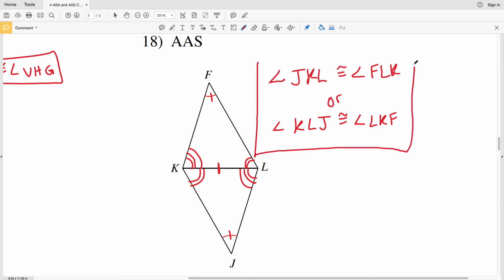And with that, we wrap up our worksheet, angle, side, angle, and angle, angle, side congruence.